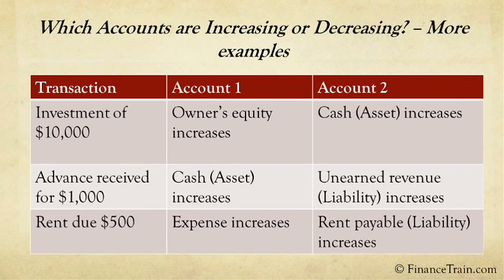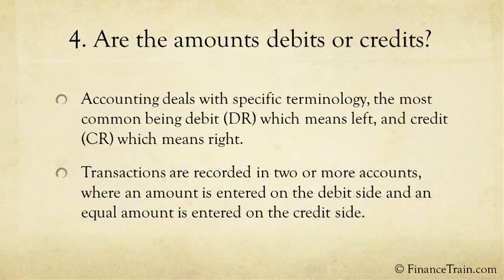When David invests $10,000 in the business, it increases both the owner's equity account and the cash account, which is an asset account. When he receives an advance of $1,000, the advance is received in cash. At the same time, since the service has not yet been delivered, this will create a liability in the form of unearned revenue. So, on one side, cash will increase, and on the other side, the liability will increase by $1,000.